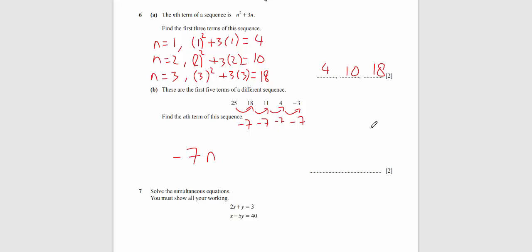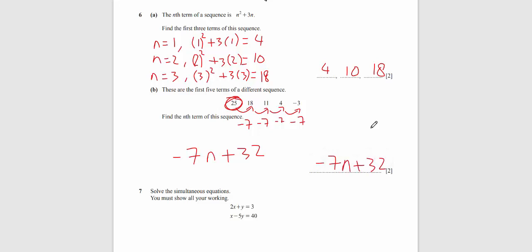Because if you put n equal to 1 for the first term, the value will be negative 7. But here it's not negative 7 for our first term. To make it 25 for the first term, we need negative 7 plus what is 25. In this case, negative 7 needs to be added by 32, to get the first term as 25.